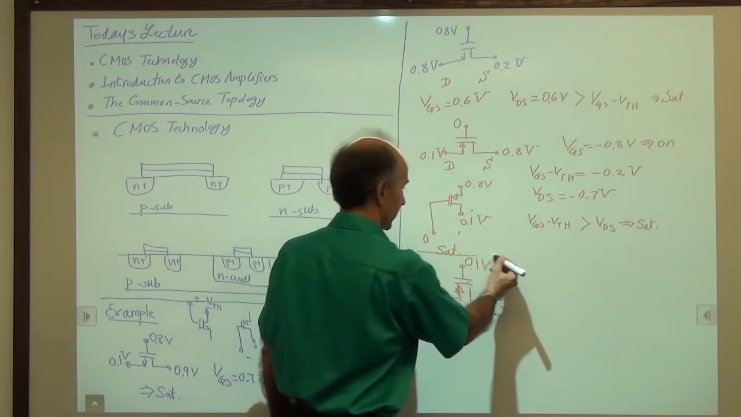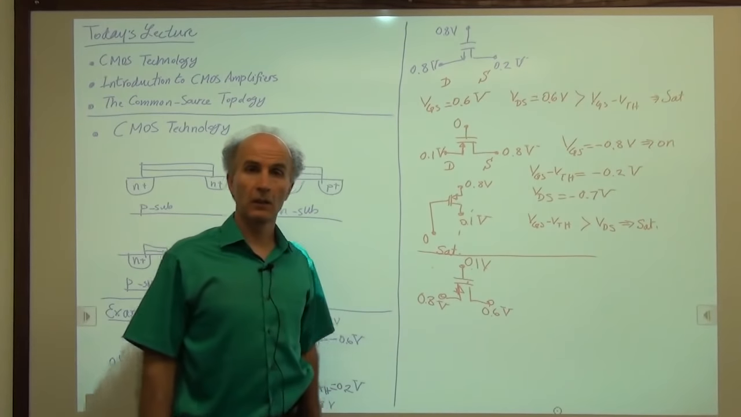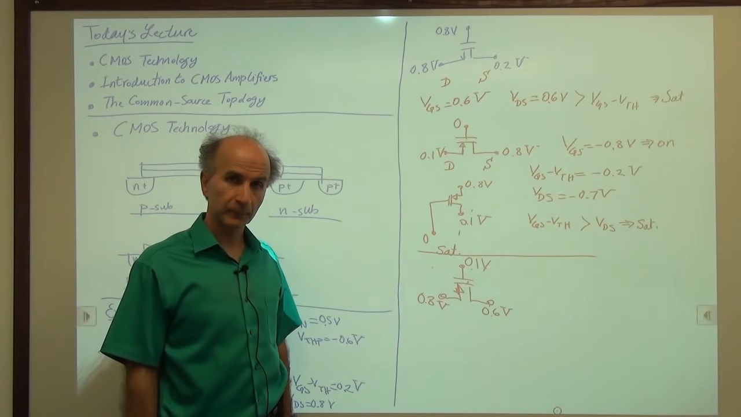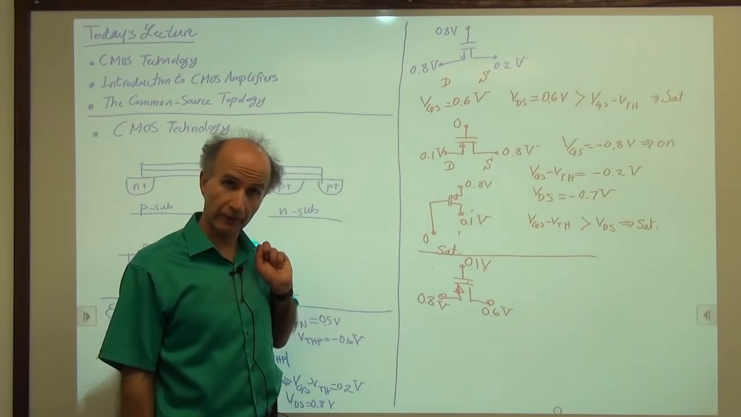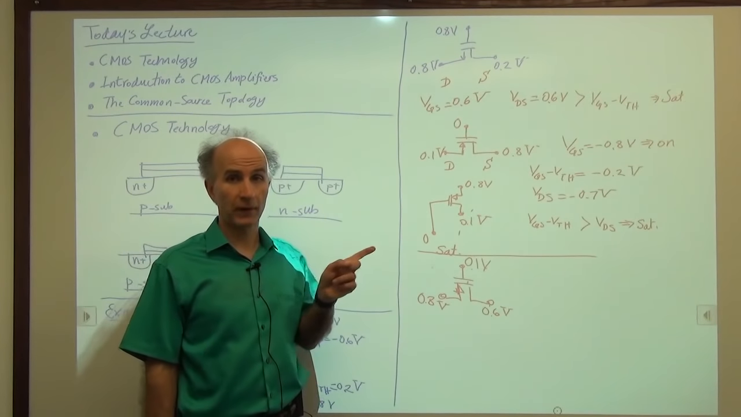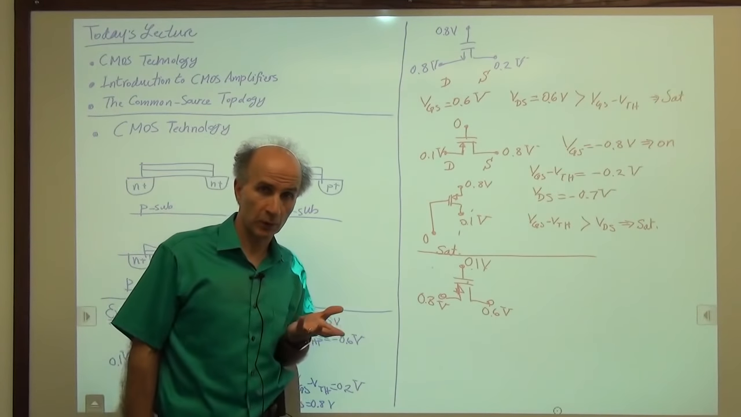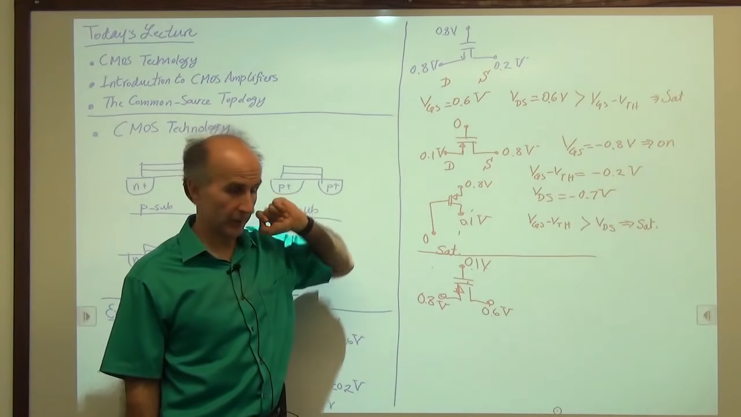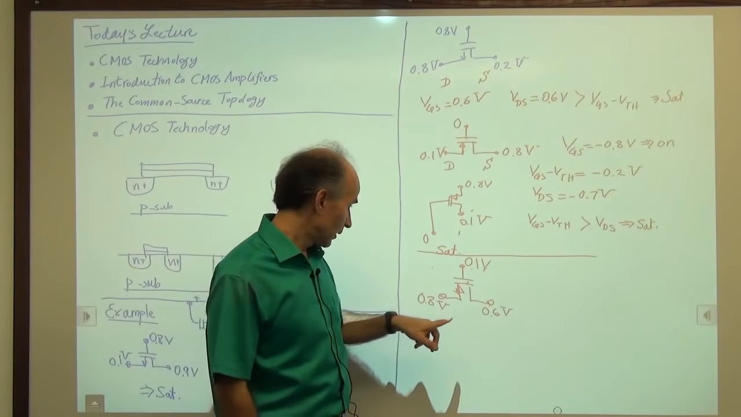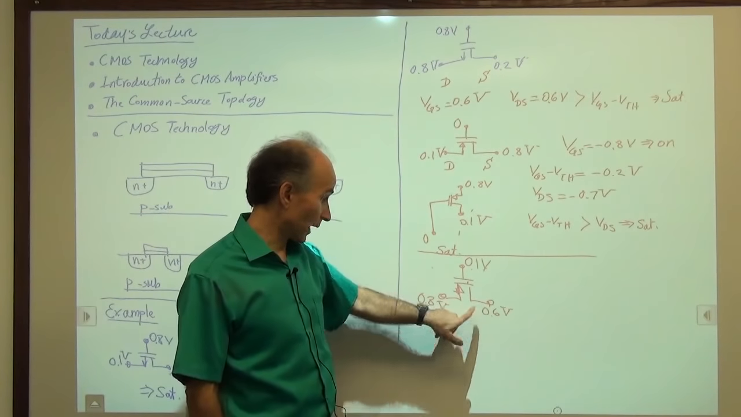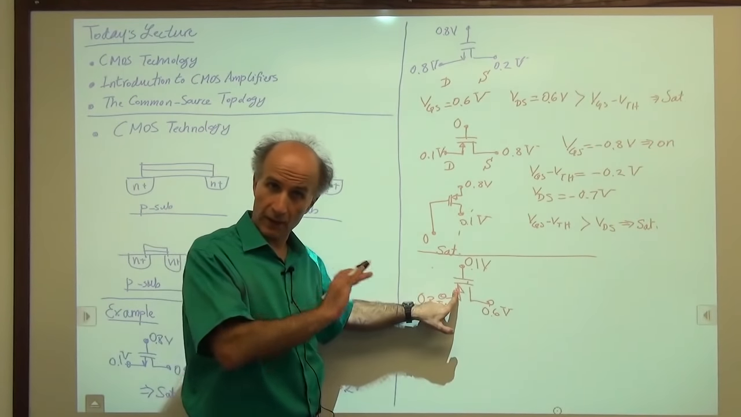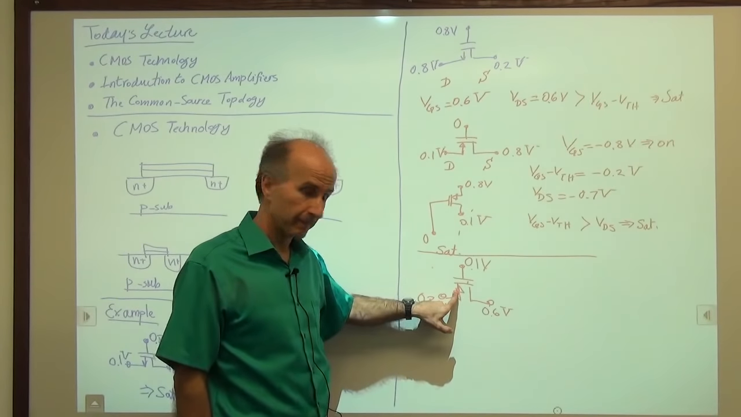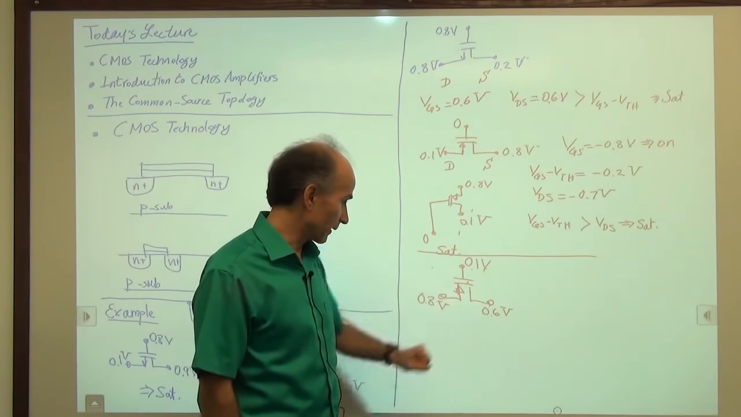Okay, so again, we would like to see what the device is doing. First, is it on or is it off? Well, to get there, first we have to decide which one could be the source, which one could be the drain. The source has to be more positive than the drain for a PMOS device. So this is more positive than this. So actually, this is the source. So great, the arrow stays where it is. All right, that's the source, that's the drain.